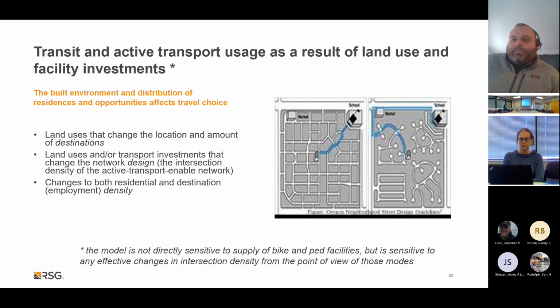So the model is not directly sensitive to supply of bike and pedestrian facilities, and this is an important note here. Like I said before, we don't assign walk and bike trips, and that's because the routes that people would choose for bikes and pedestrians are contained in those travel analysis zones. You can kind of see in the picture above, if this whole square is a travel analysis zone, for example, we would have our major roads on the edges here. And then you can look in here and see what the path choices are for bike and pedestrians. And those path choices are within the zone.